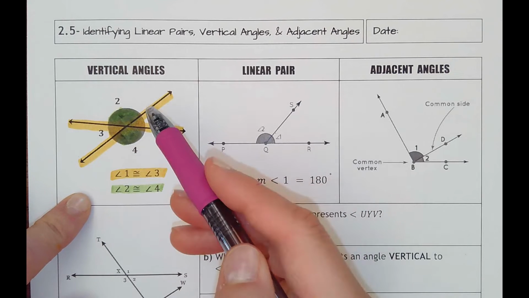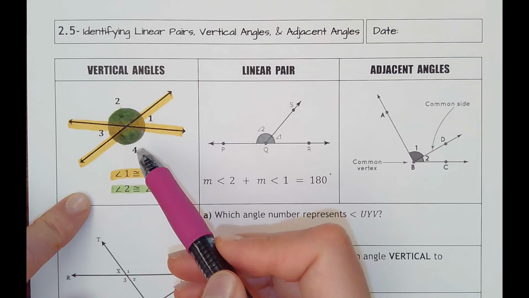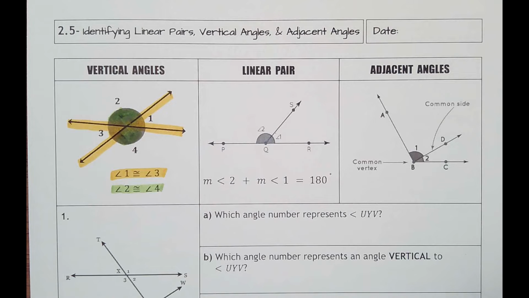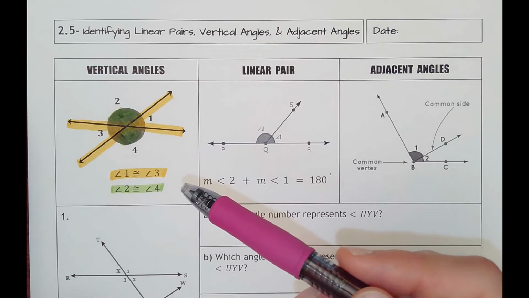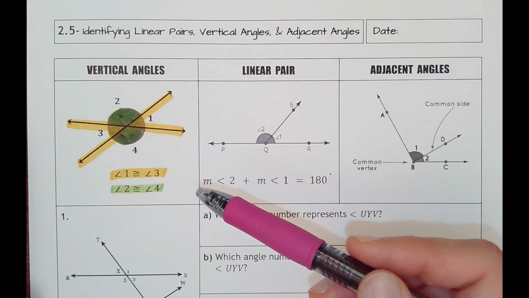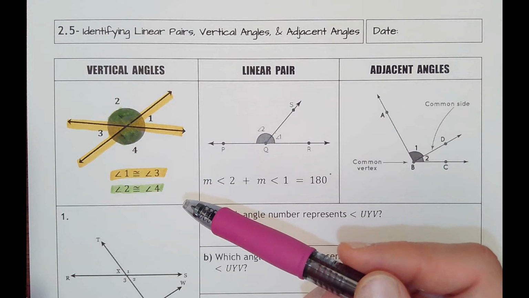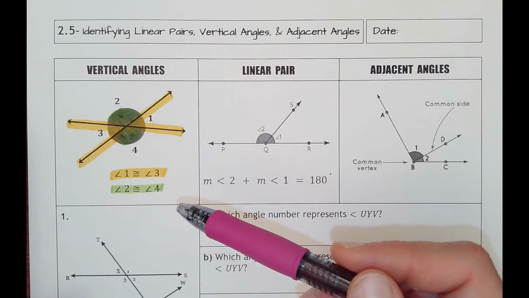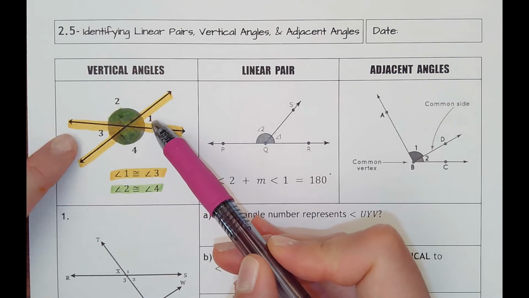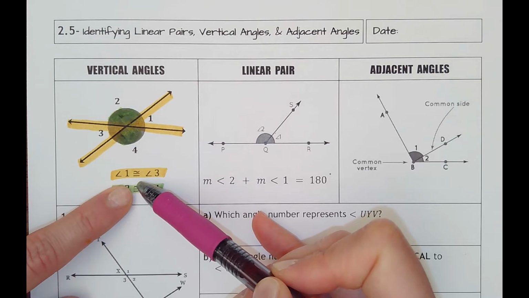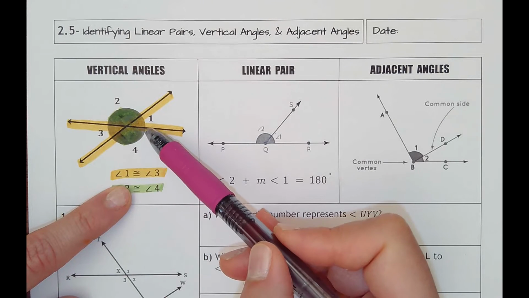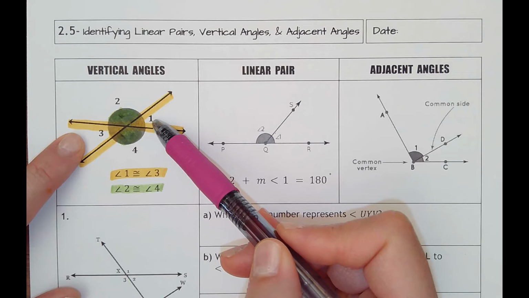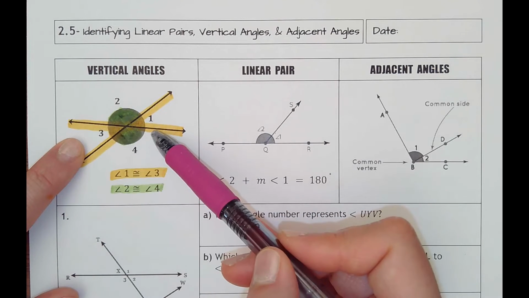Vertical angles are formed when there's two lines that intersect, so they make some kind of X shape. And what happens is the angles that are opposite from one another on that X are going to be the same angle measure, so we call them congruent. So in this diagram, angles 1 and 3 would be congruent to each other. So let's say this is 35 degrees. Angle 3 would also be 35 degrees. That happens every time we have lines crossing each other.